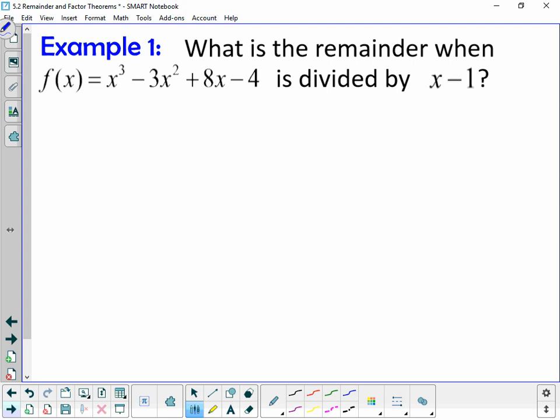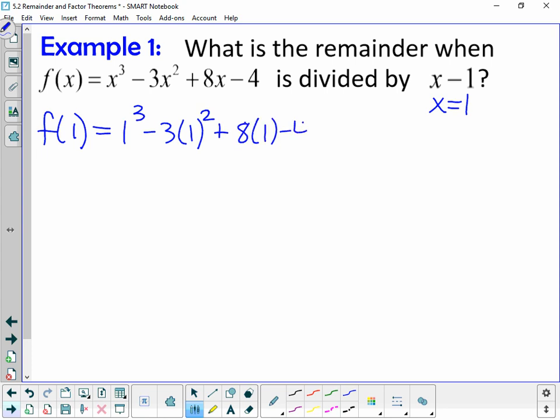What is the remainder when f of x is divided by x minus 1? Well, we could go ahead and divide it, but if we didn't want to divide it, we could use the remainder theorem. And the thing we want to divide by is x minus 1, so we would use the 0, 1. F of 1 is 1 to the third minus 3 times 1 squared plus 8 times 1 minus 4. And if we calculate that, we find that f of 1 is 2. 2 is the remainder.